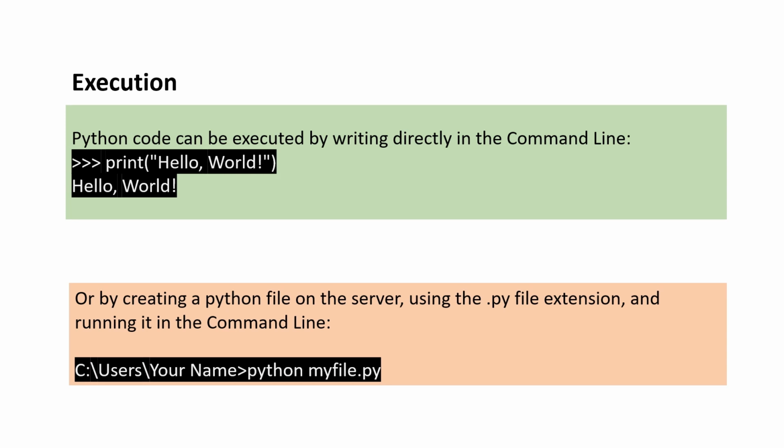Python code can be executed by writing directly on the command line. For example, if you want to print a hello world statement, you can write it in the command line itself and it will be executed and the output will be given as hello world. For a detailed explanation, you can check my last video on how to get started with Python.